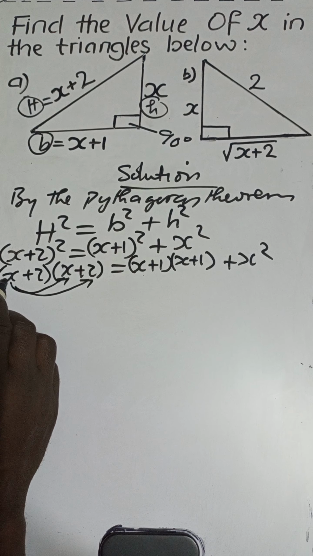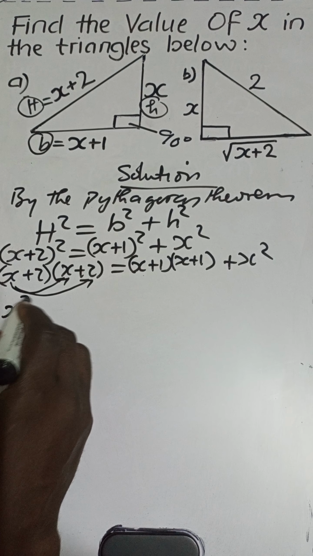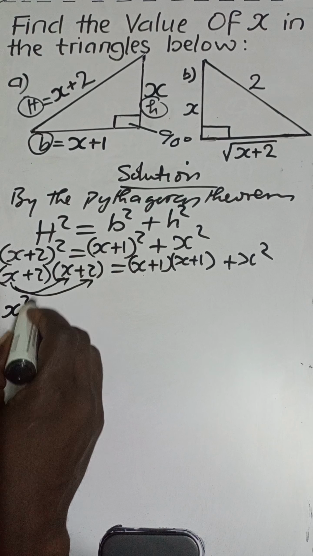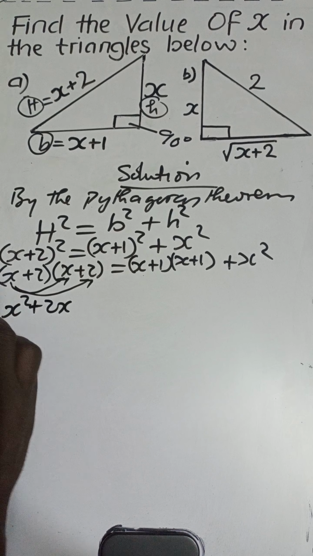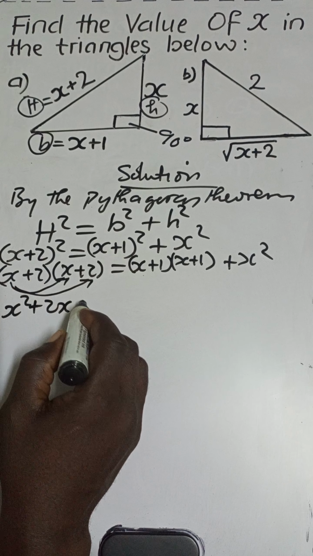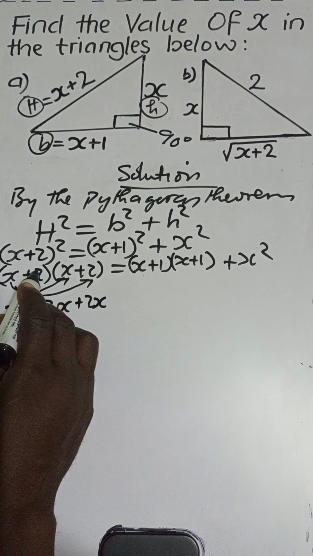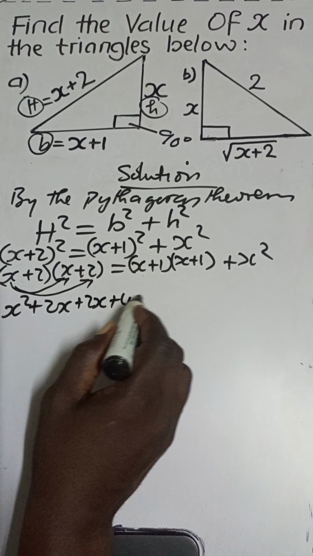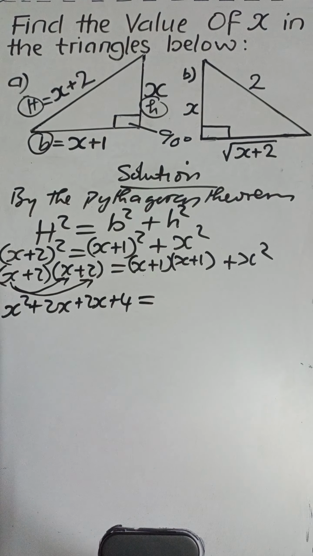So let's begin. x multiplied by x is x squared. x multiplied by 2 is 2x. We're through with this member. We'll now go to this member. We'll do the same thing. 2 multiplied by x is 2x. 2 multiplied by 2 is 4. So we're through with the expansion of the left-hand side.